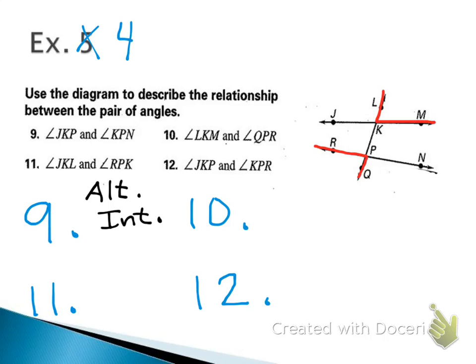So they're not corresponding. They're definitely not in the same position. Are they on the same side or opposite sides of the transversal? Opposite, so it's going to be one of the alternates. Interior or exterior? Exterior, so that's an alternate exterior. Good.